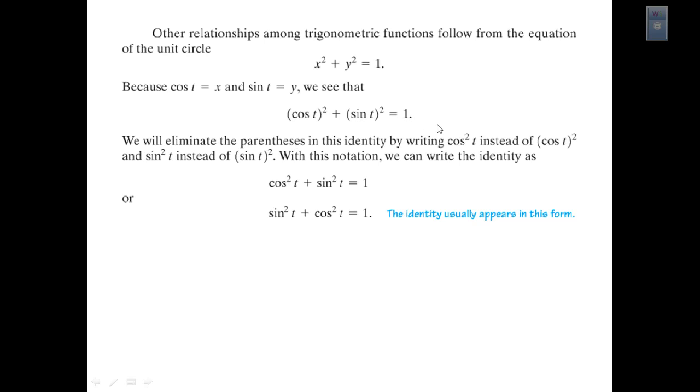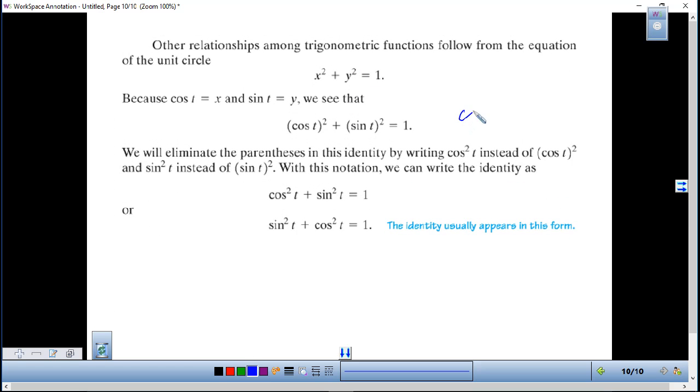Now, we'll eliminate the parentheses by writing cosine squared t instead of cosine t quantity squared. Guys, these are the exact same things. They're just written a little different. This is written in this way so that you don't mistake it for cosine of t squared. Let me write that.